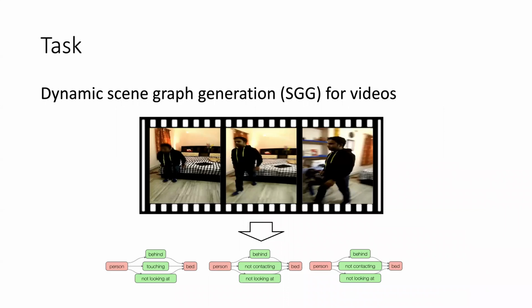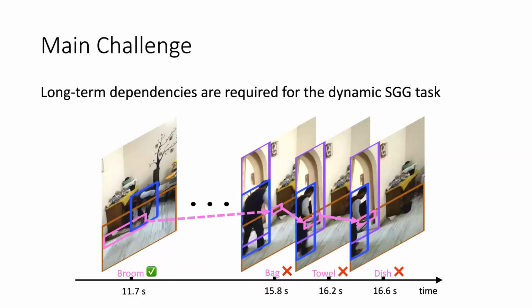A scene graph is a directed graph where each node represents a labeled object and each edge represents an inter-object relationship. Our task is to generate a scene graph for the video, where the scene graph will dynamically change across the frames, which is known as the dynamic scene graph generation task.